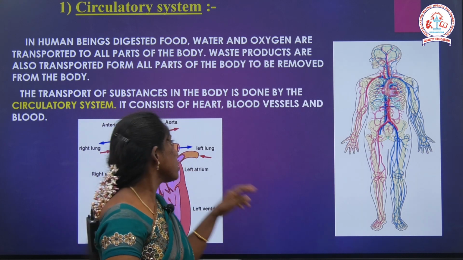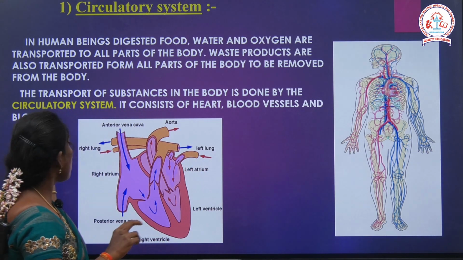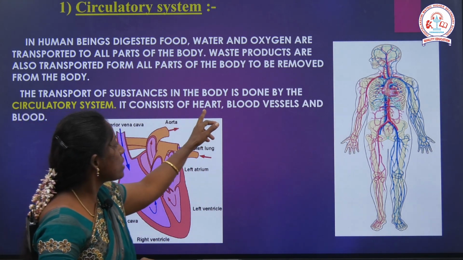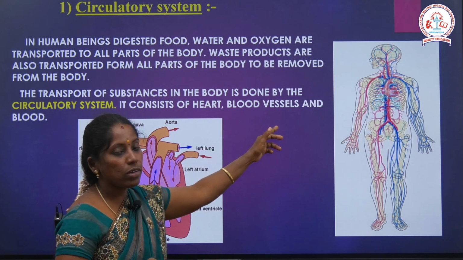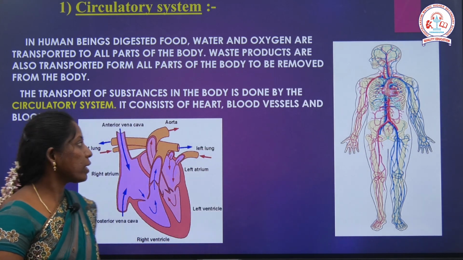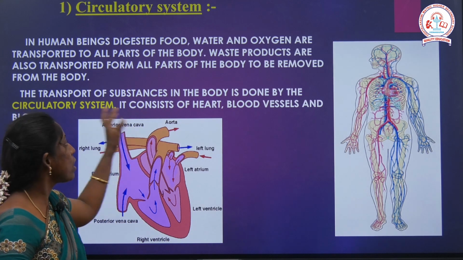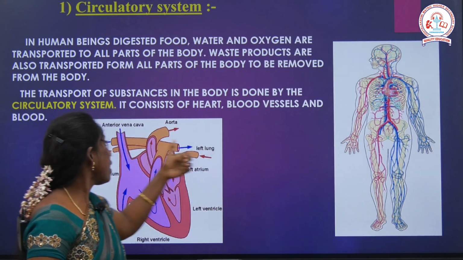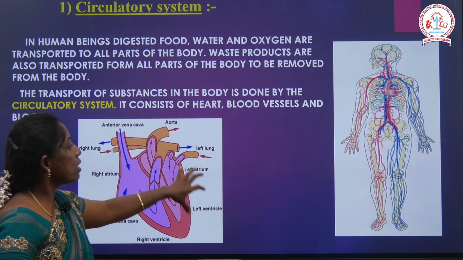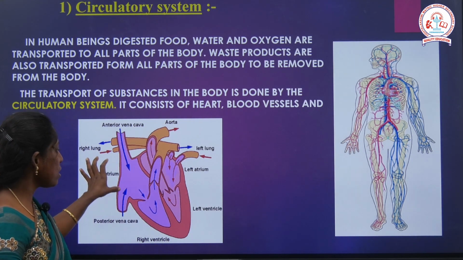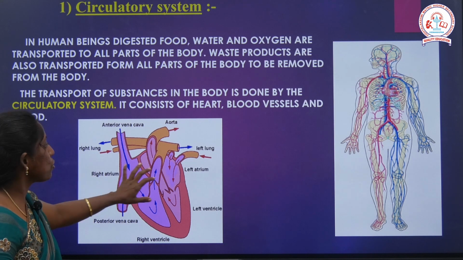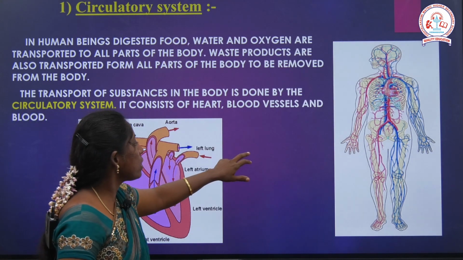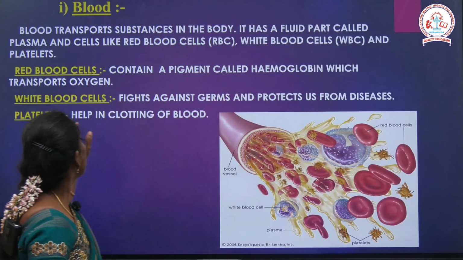So, we are going to see what parts are involved in the circulatory system. First, heart, blood vessels and blood. These are the important parts involved in the circulatory system. This is the diagram of the human heart. Before that, we should know what components are present in the blood.